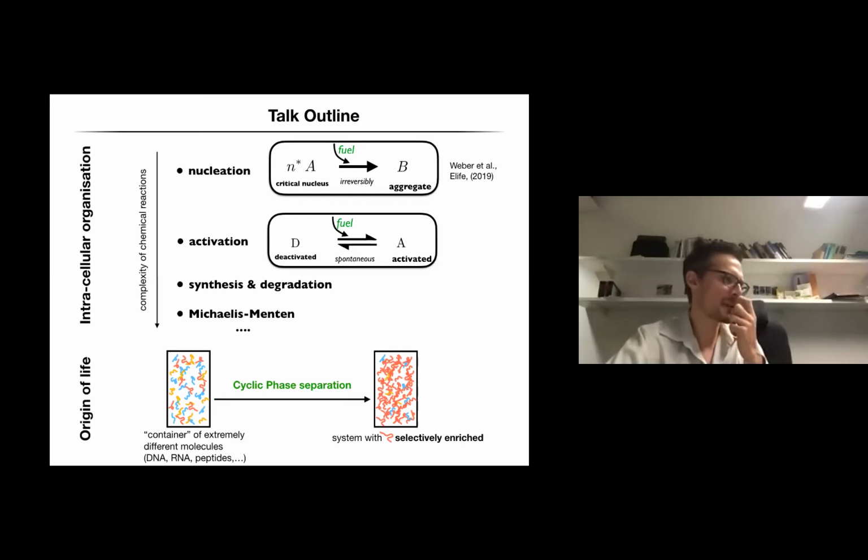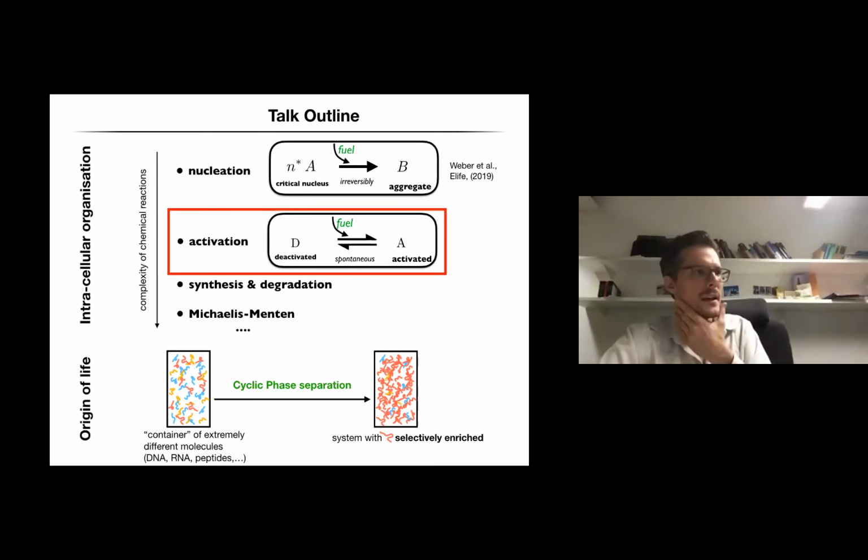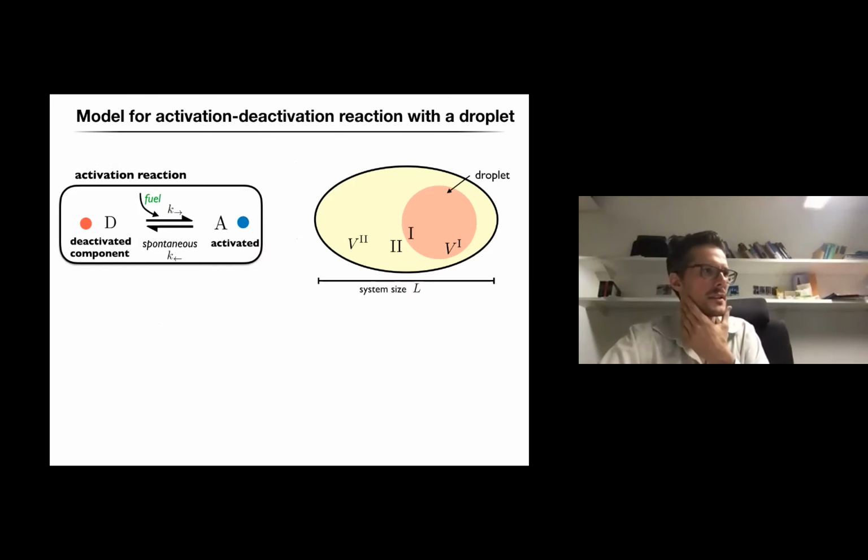And then the last part, but it depends on your question and also the time that is left, I will give you a glimpse of how cyclic phase separation can solve this conundrum of having very diluted sequences in primordial soups. Okay, then let me get started.